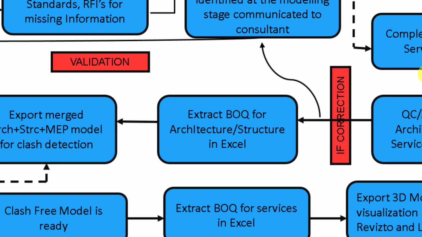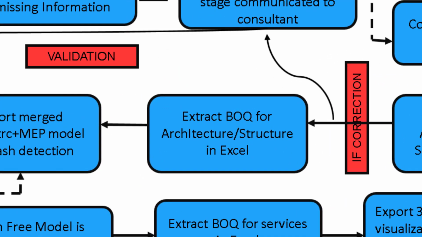Ultimately, then we'll be moving on to extract BOQ for architecture or structure inside Excel. So Excel is one of the popular tools which is used in almost all industries, and in construction or the AEC industry we use Excel. What is BOQ? That is bill of quantities. So whatever quantities or material estimation we have extracted from the software, we import into an Excel. Okay, so that can be done manually or that can be automated using certain plugins or certain Dynamo scripts as well. That is based on the workflow which you are using inside your company.